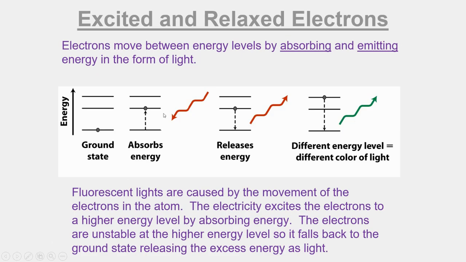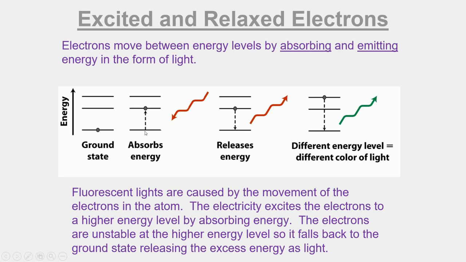So we can have the electrons moving between energy levels by either absorbing light or absorbing energy or emitting energy. So here's our first example. So here we see our ground state electron. He's in his house. He's going to absorb this energy. Okay, so we see this little arrow, that's representing our energy.